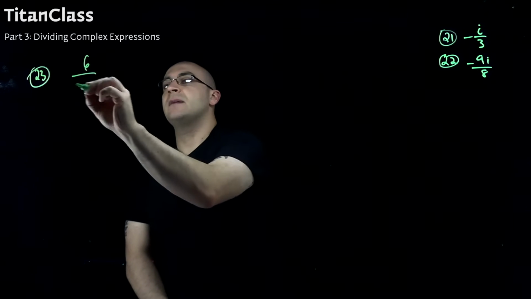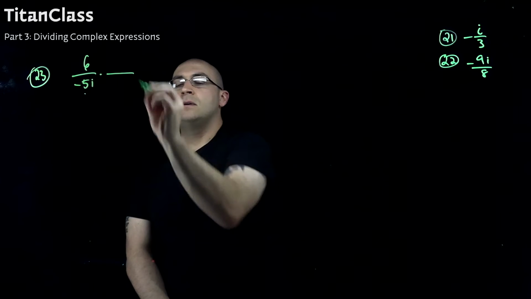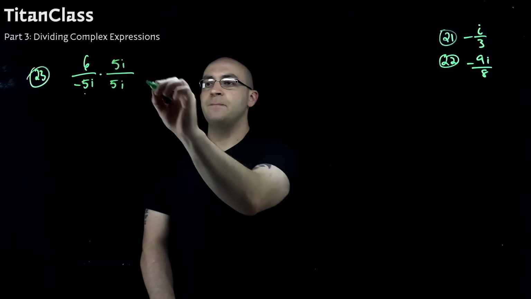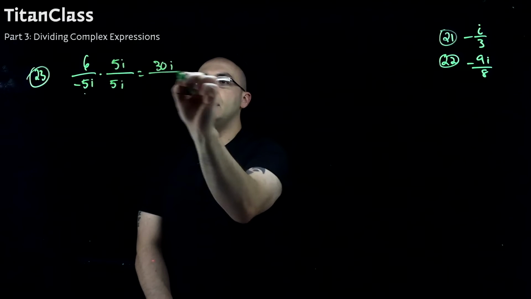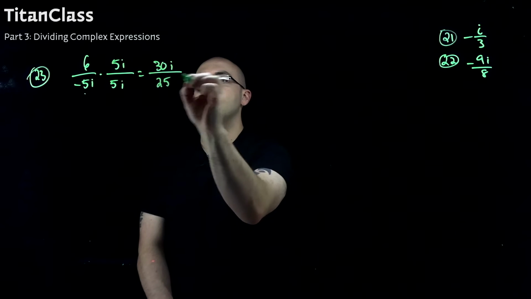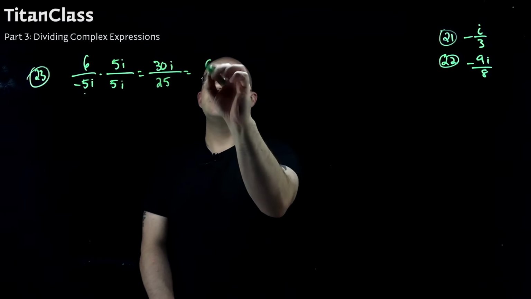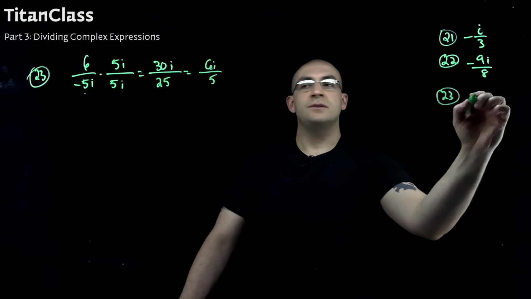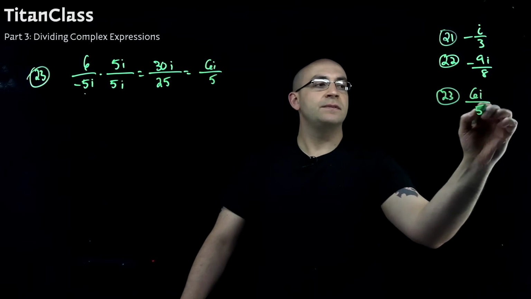6 divided by negative 5i. Complex conjugate is positive 5i, so 5i on top and bottom. That's going to give me 30i over negative 25i squared, which is just 25. They both have a 5 in common. 6i over 5 is my final answer. So 23 is 6i over 5.